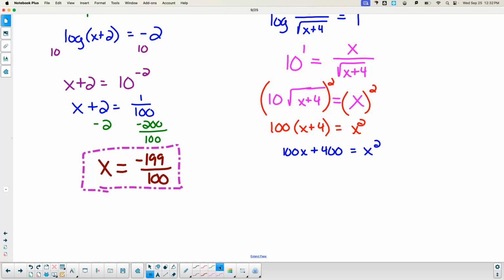Mia's giving me a look. What look are you giving me? Oh, but before we can factor it, what do we got to do? Get it all on one side, right? Yep.